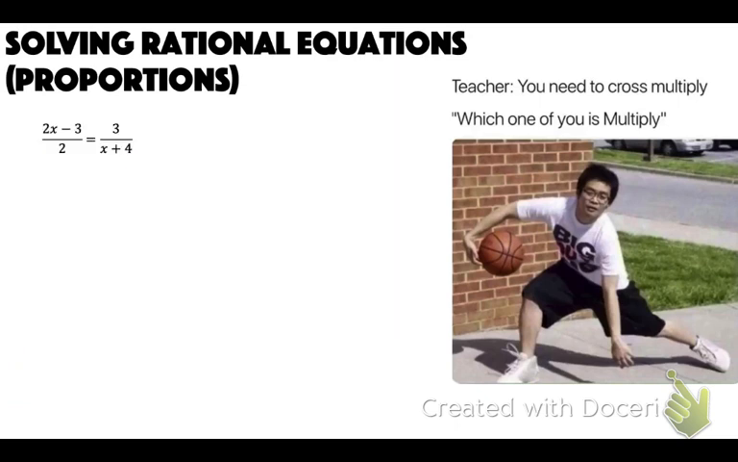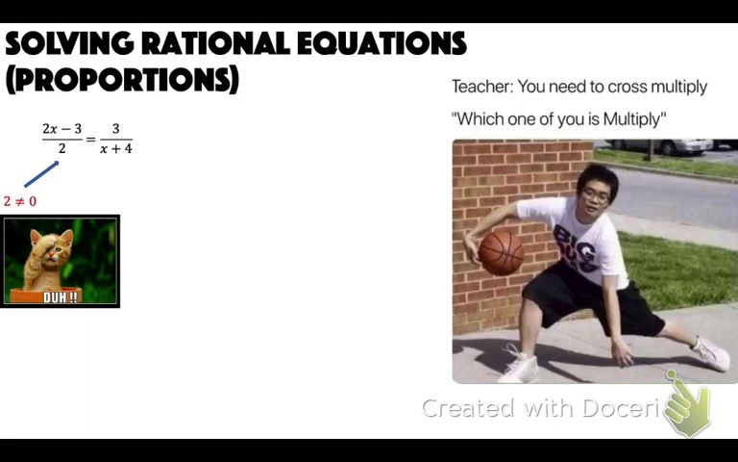All right, let's do another one. So this one right here. 2 cannot equal 0. Duh, that's not even a restriction. That's just like a duh statement. This one is x can't equal negative 4. Then we can cross multiply this. So we have 2x minus 3 times x plus 4, and that equals 3.